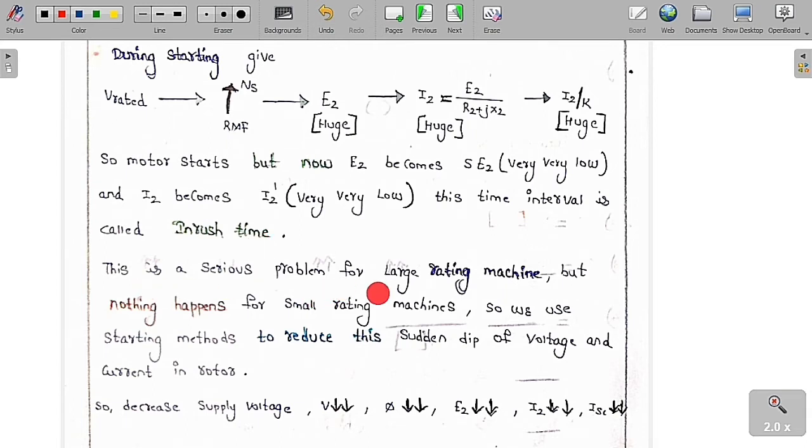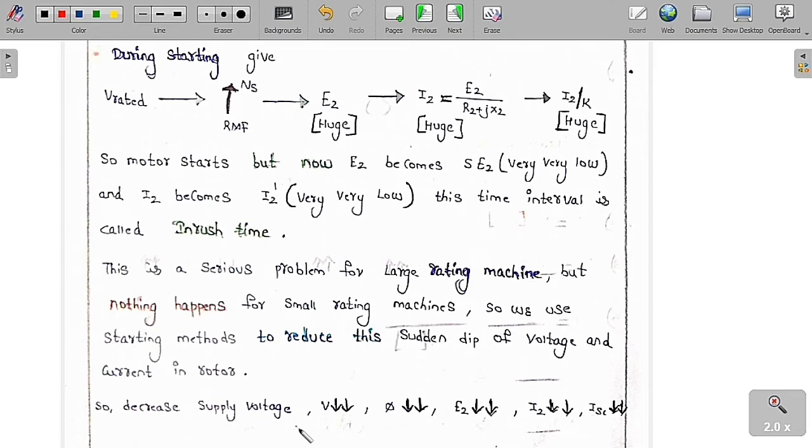This is a serious problem for large rating machines, but nothing happens for small rating machines. So we use starting methods to reduce the sudden dip of voltage and current in the rotor.